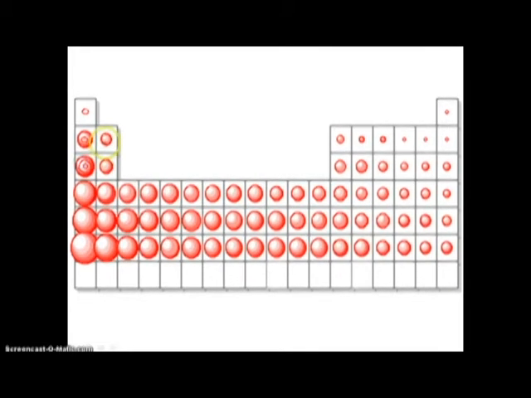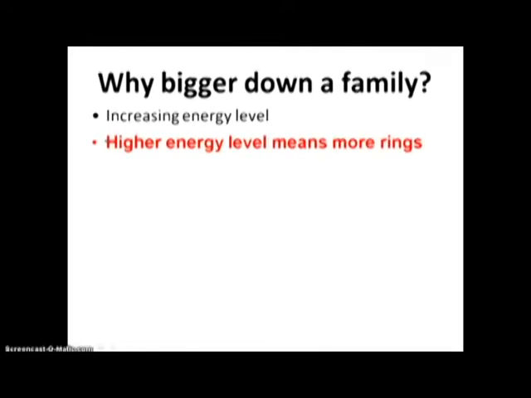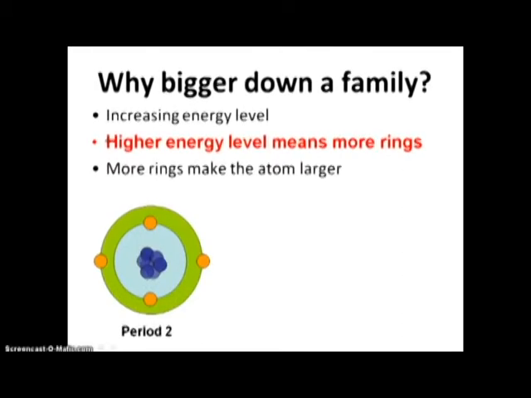So of course, what's going to happen as you go down a family is you're going to increase the energy level. So on the right, why is it larger going down a group or a family? Well, you're increasing in energy levels, which means you're adding more rings. And more rings makes the atom larger. So paraphrase this however you'd like, but simply put, the lower you go down the table, the more energy you have, the more rings that are occupied by the more electrons.